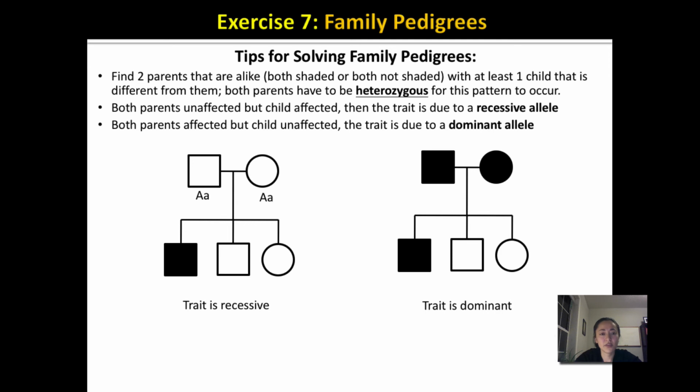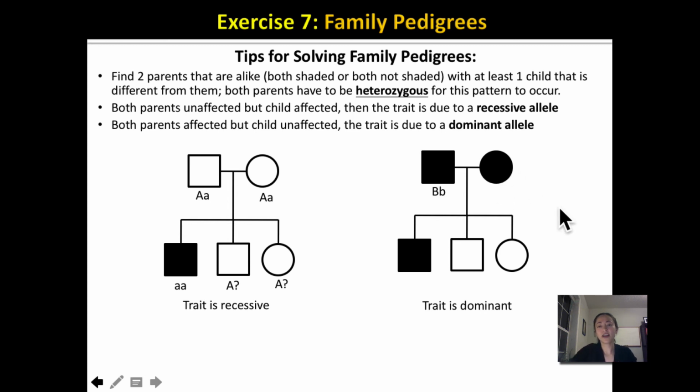So on the left here, we know these parents have to be heterozygous. Their offspring is homozygous recessive. They got a little a from each parent. These individuals, since they look like the parents, they have to have a dominant letter. But they could have gotten a big A from each parent, or they could have gotten a big A from one parent and a little a from the other parent. And in both cases, they would be expressing the dominant trait. So there's not enough information to tell us whether these individuals are homozygous dominant or heterozygous.